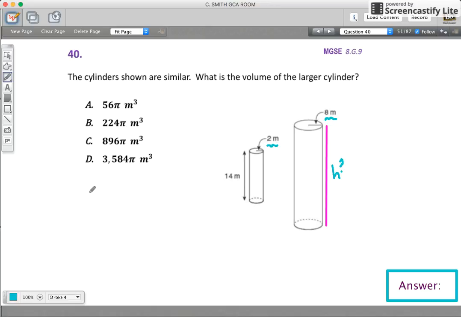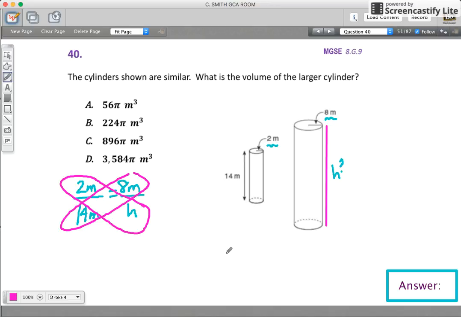All right, so we're going to say that 2 meters over 14 meters, I'm going to use both of our measures from this smaller cylinder. And we're going to figure out how it compares to the measures, the relationship here over on the larger cylinder. Okay, so 2 over 14 is equal to 8 over something. Okay, so let's just use our handy dandy butterfly method.